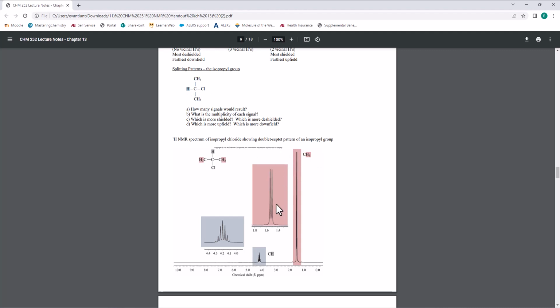Since it's next to 1, it should be a doublet. Now this hydrogen should be a 1H integration because there's only one proton with that chemical shift. However, it's next to 3 plus 3. It's next to 6 hydrogens, vicinal to 6 hydrogens. So we should have 6 plus 1, which is a septet, 7 distinct signals on this peak. So we have 1, 2, 3, 4, 5, 6, 7. And sometimes this gets hard to see when they go into the baseline. So this doublet septet is indicative of an isopropyl group.